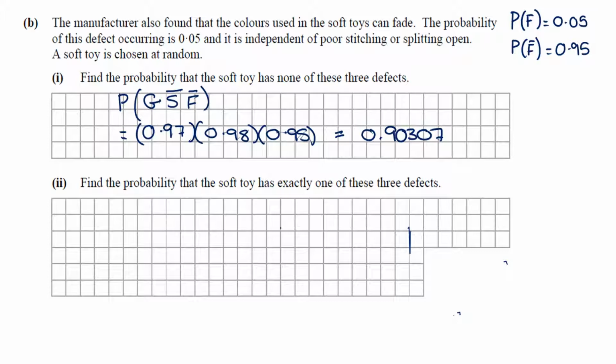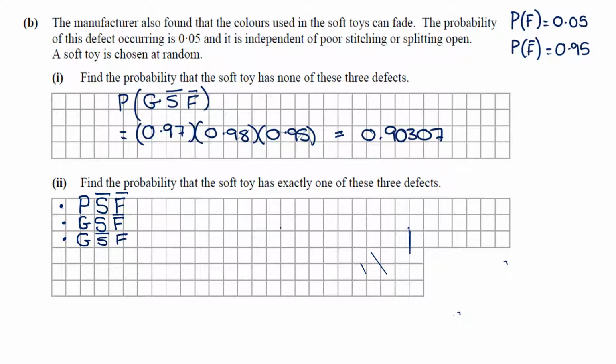So the next question is, find the probability that the soft toy has exactly 1 of these 3 defects. So exactly 1. So what could happen is, we could have bad stitching. Sorry, I got that right. So poor stitching. So we have a P here. But if it is poor stitching, we do not want it to split open, and we do not want it to fade. The other option is that it could have good stitching and it could split open, but then we don't want it to fade. And the third option is that we want it to have good stitching. It does not split open, but it does fade.